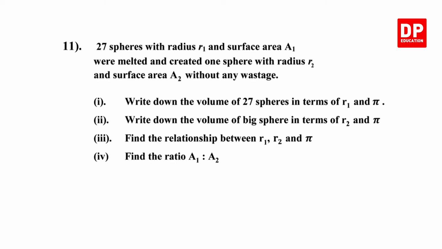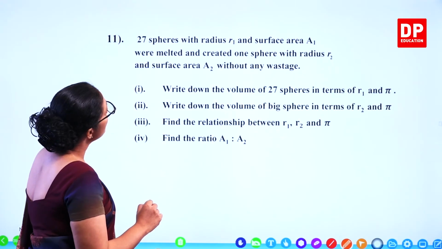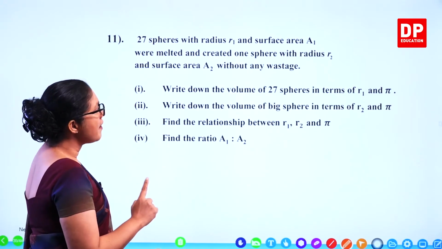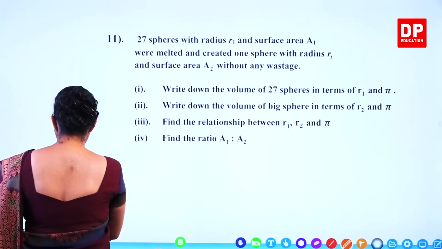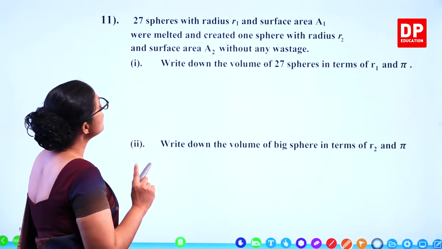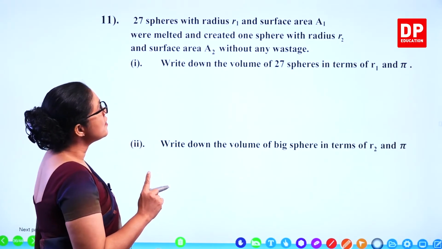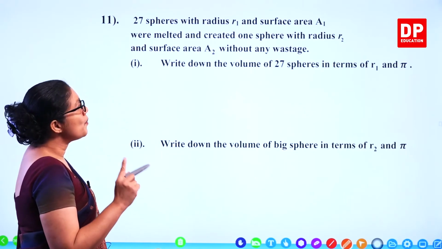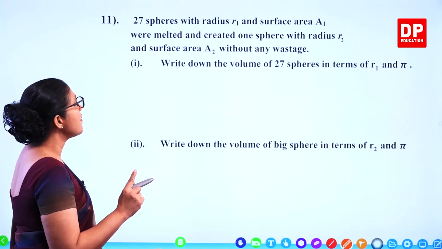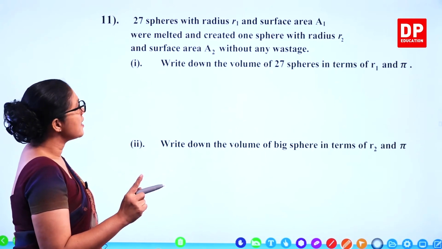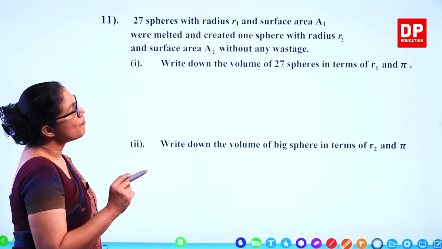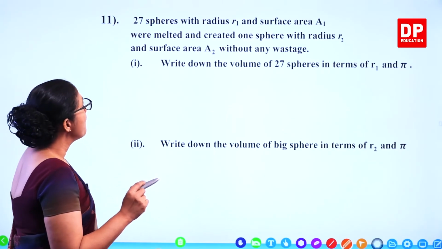Question number 11. So you have to find out the volume and find out the ratio between areas. So we'll do separately. 27 spheres with radius R1 and surface area A1 were melted and created one sphere with radius R2 and surface area A2 without any wastage. Write down the volume of 27 spheres in terms of R1 and pi.